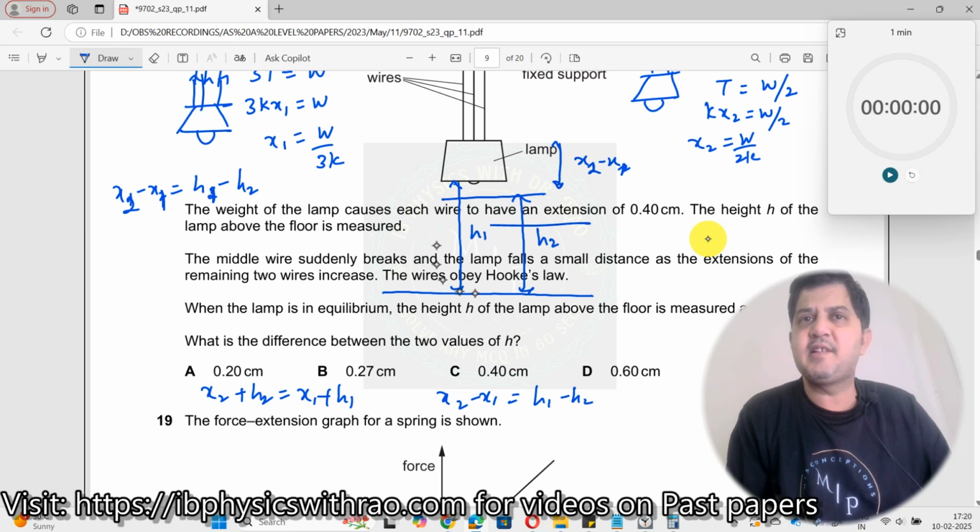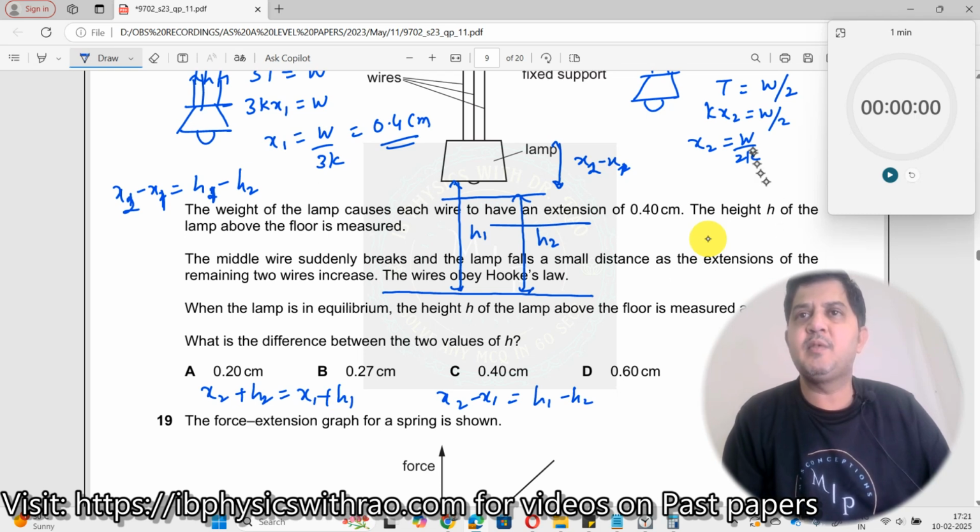Because we do not know the actual height, we cannot determine h1 and h2 separately. But this is equal to the difference of the extensions. I can always find x2 and x1. The x1 and x2 are already known to us. The value of x1 is already known to me, 0.4 centimeter. W by 3K is known to me. Now what is W by 2K? You find that out and then express it.